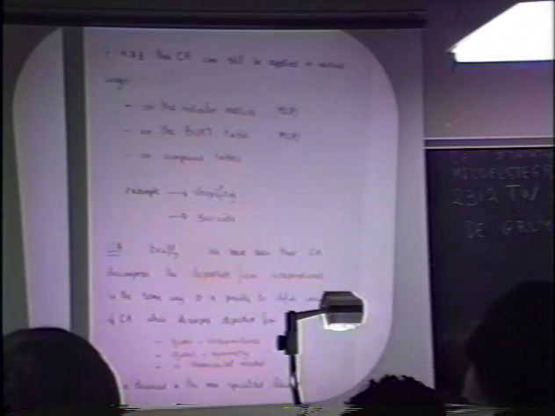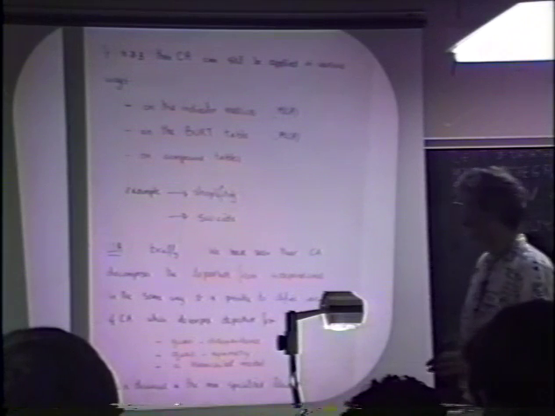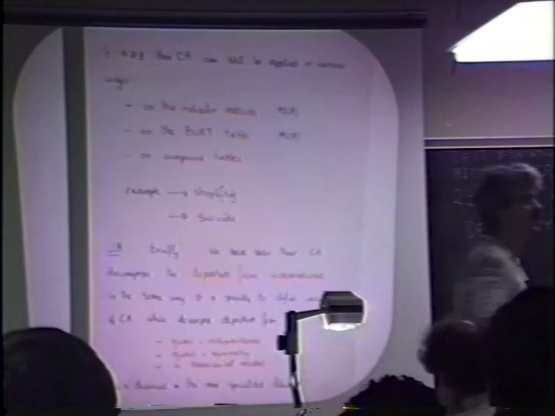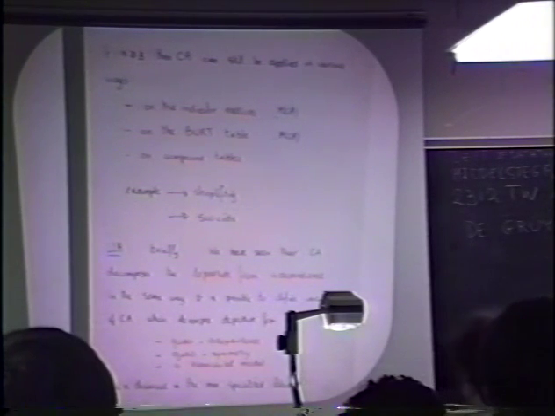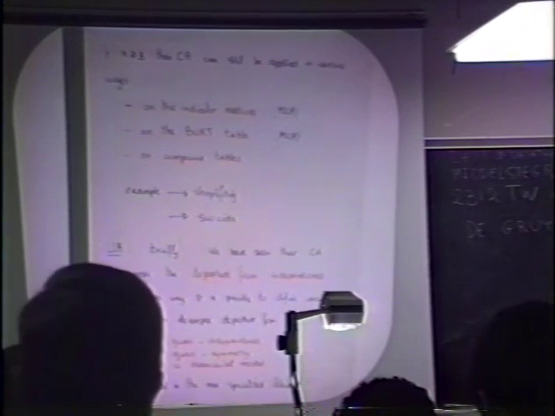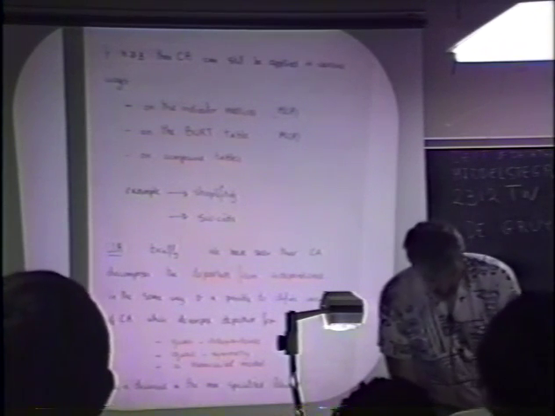Another thing which you can do is to apply correspondence analysis to compound tables. Compound tables are tables that you get from multidimensional frequency tables, multidimensional contingency tables, by stacking them on top of each other in particular ways.